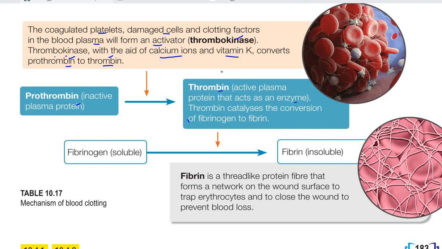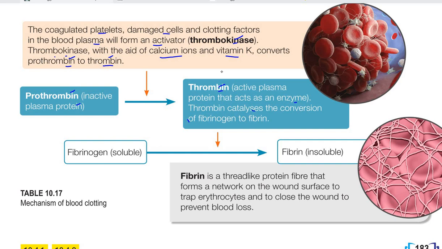So the function of thrombokinase is actually to convert prothrombin into thrombin. But this thrombokinase must be helped by the calcium ions and vitamin K. So that's why vitamin K is very important for blood clotting. If you have less vitamin K, you have difficulties with the blood clotting process occurring. Okay. So what happens then?